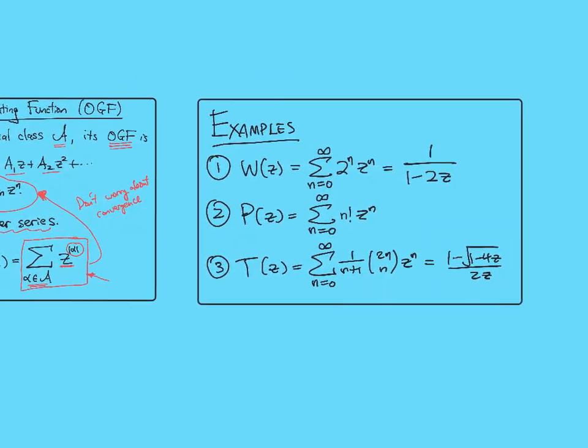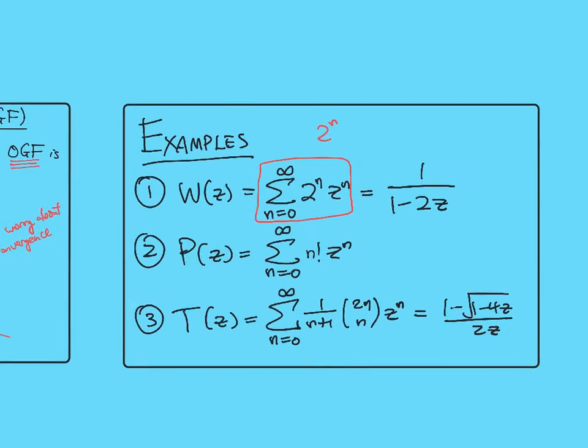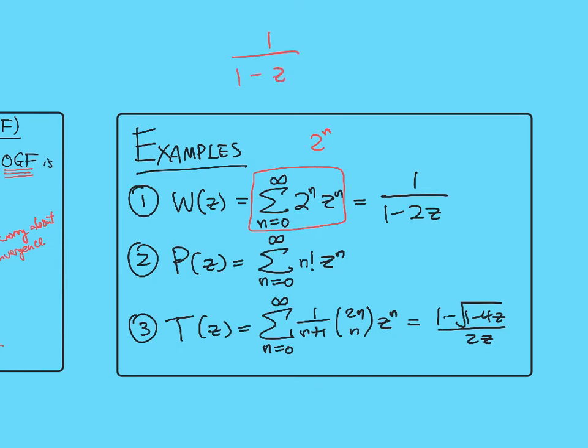Okay, and so back to these examples. The binary words, their counting sequence was simple. It was just 2 to the n. And so its OGF is the sum of 2 to the n, z to the n. And this is just a geometric series. So using this formula for geometric series, which holds for formal power series too, you get that binary words have this generating function.